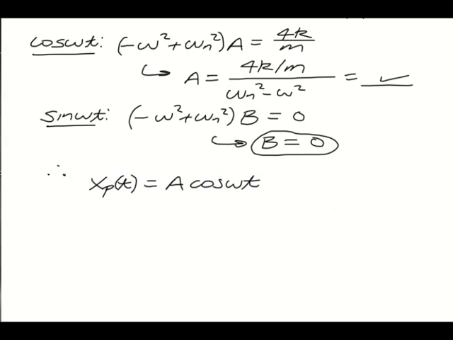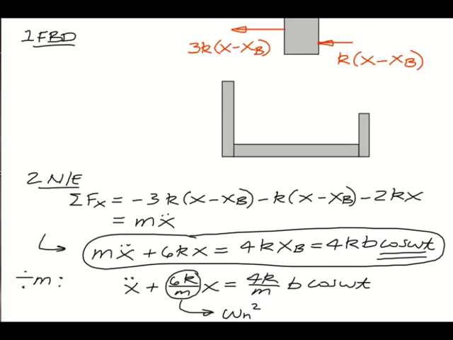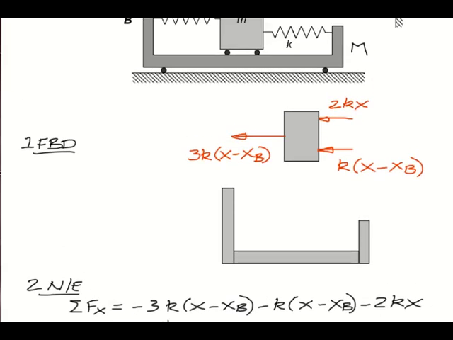Okay, so what did we do? We really focused in on the FBD for block A. The key in this problem, I think, is getting the spring forces right. Spring forces depend on the relative motion between the two ends of the spring. So for the spring on the left, the relative motion between A and the base, that's x minus x_b. That times 3k is that force.